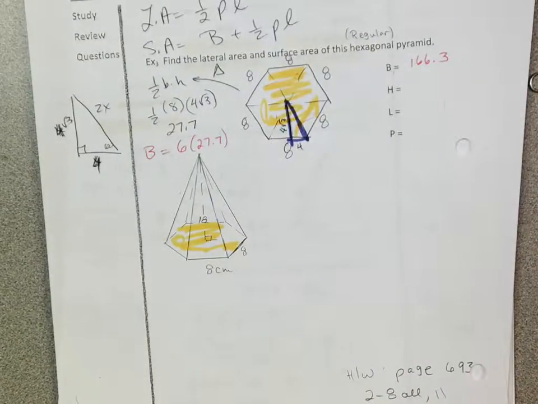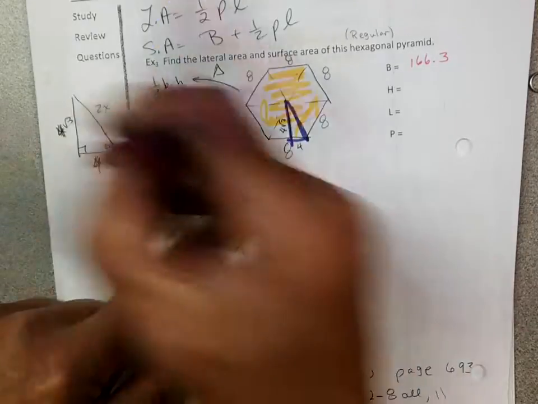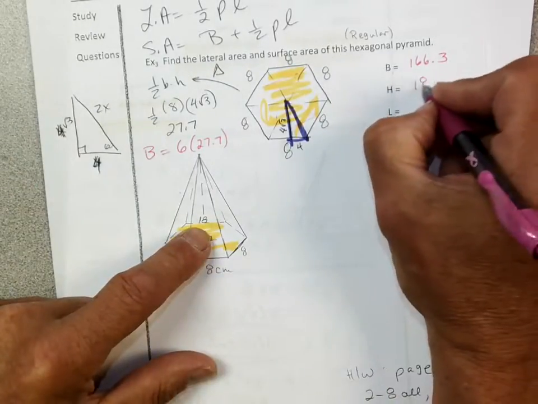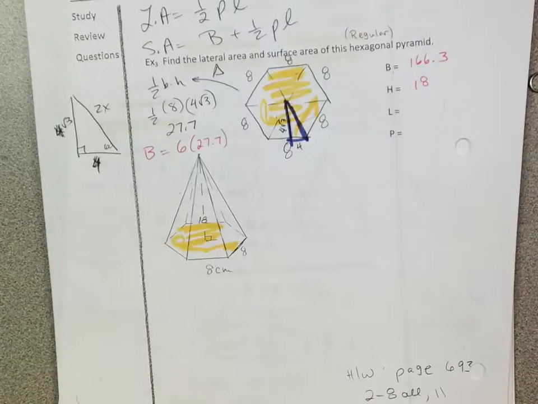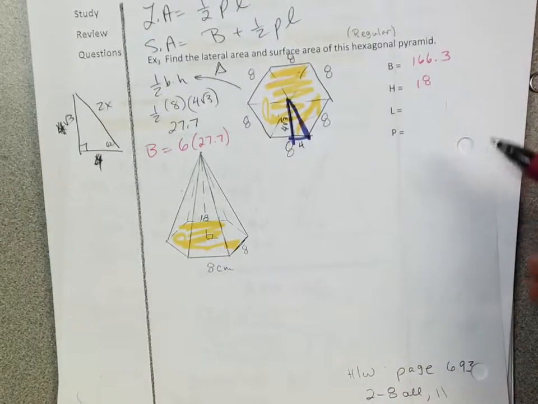Well, we need to find the height. Well, we got the height. We don't really need the height of this thing because we're not finding volume, but let's write it down here. The height is 18. When we find volume, we'll need the height. Okay, but what about this L?